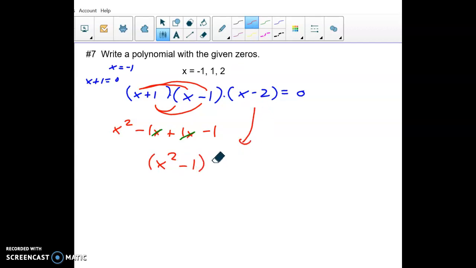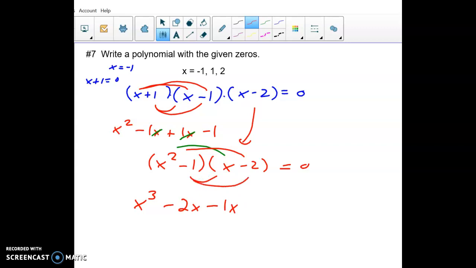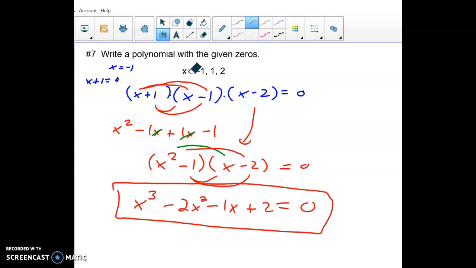Okay, and now bring down the other term here, the x minus 2. Okay, and then FOIL one more time. So let's see, x squared times x would be x cubed. X squared times -2. -1 times x. -1 times 2. Okay, and I think I messed this up. This should have been -2x squared. Yeah. All right, and then we don't have any like terms. So that is our polynomial that has those answers. So it's kind of a work backwards question.